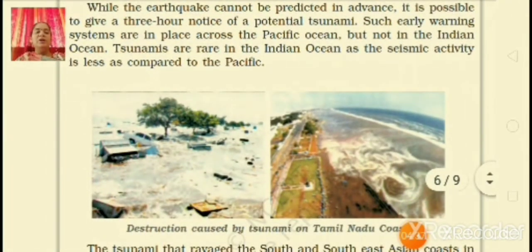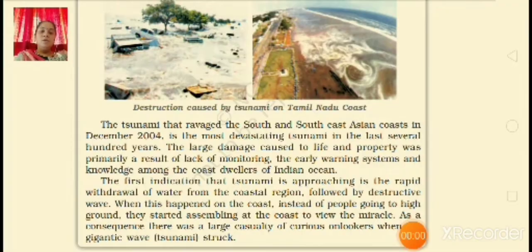Can you see the picture here, children? This is the destruction caused by tsunami on the Tamil Nadu coast. The tsunami that ravaged the South and Southeast Asian coast in December 2004 is the most devastating tsunami in the last several hundred years. The large damage caused to life and property was primarily a result of lack of monitoring, early warning systems, and knowledge among the coast dwellers of the Indian Ocean.